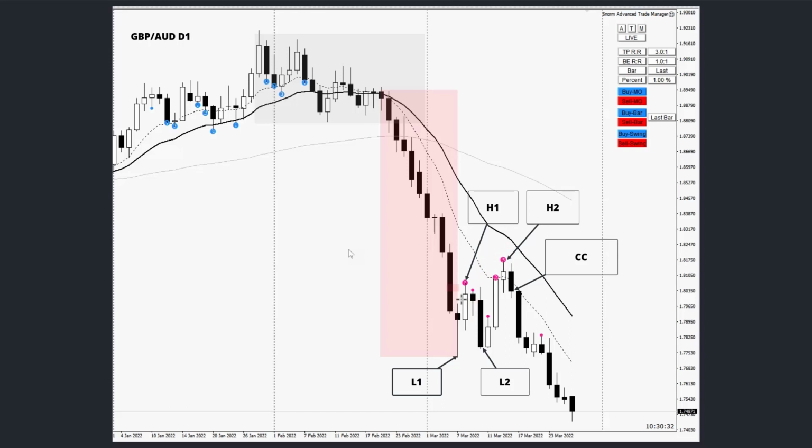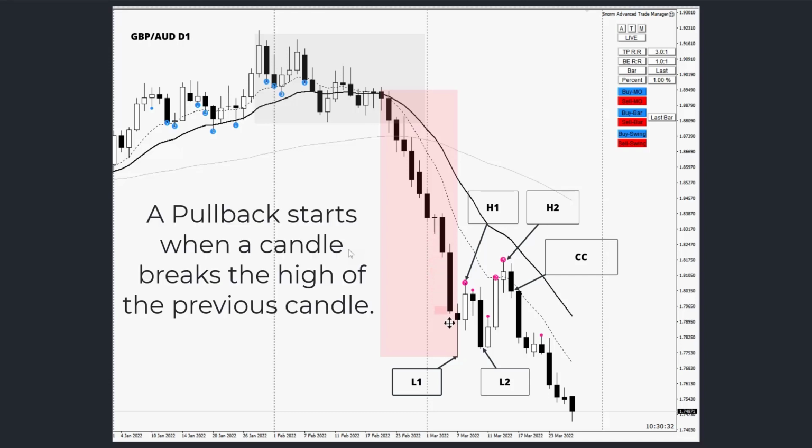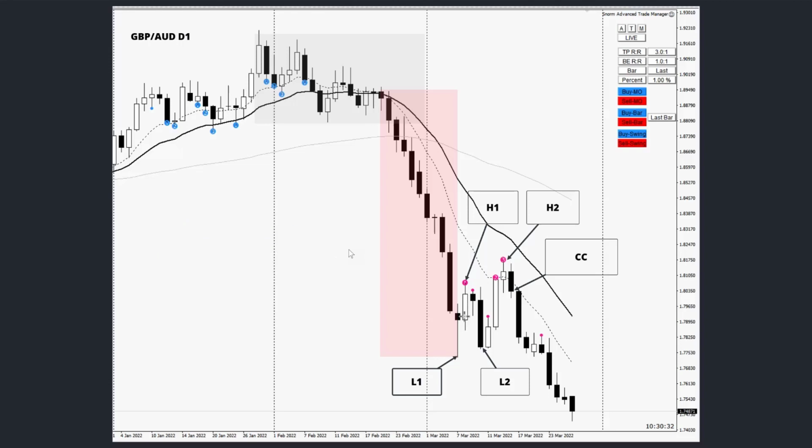And the way to see a two-legged pullback is that once you see the breakout phase, you need to see the minimum requirement of a pullback. So as soon as this candle breaks the high of this, you have at least one printed up there, which is the minimum requirement. So it breaks the high and it's a bullish candle. That's your one. So the pullback has started.